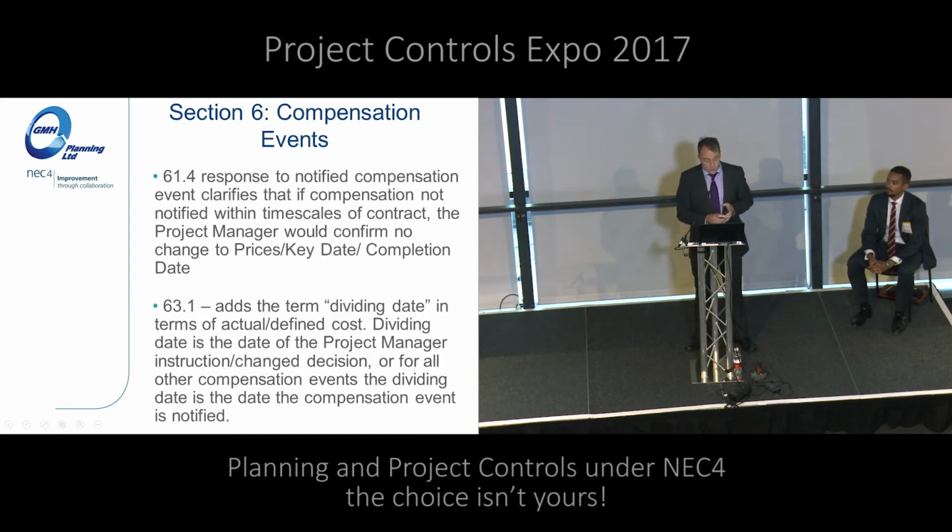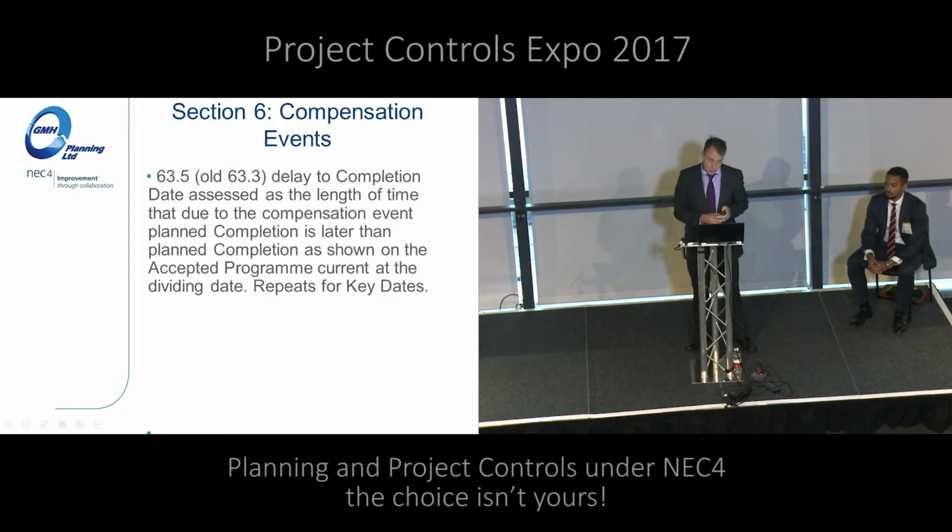And this is an important clause, 63.1. It adds the term dividing date in terms of actual and defined cost. So 63.1 talks about actual defined cost, forecast defined cost. Now it gives it a name as to when that switch point is, and that switch point is either when the project manager instructed the change decision or the compensation event was actually notified. So it's got a name now, which is quite good.